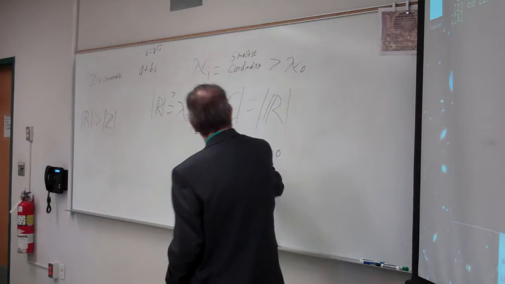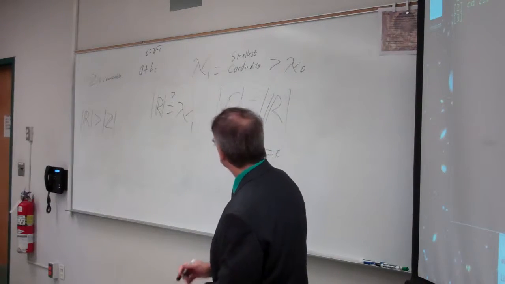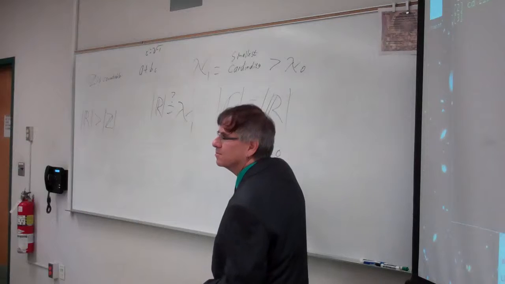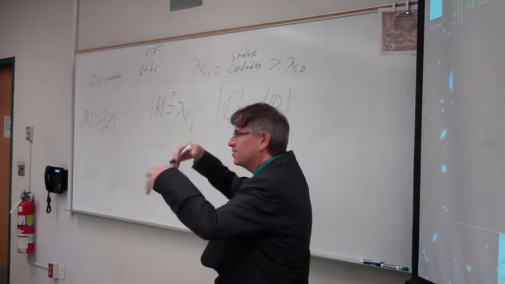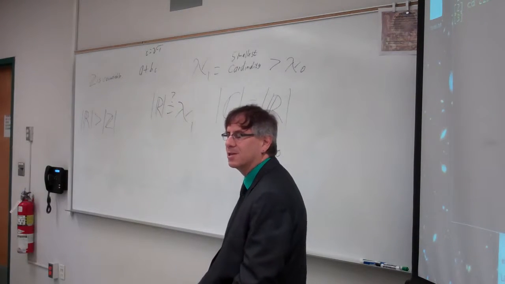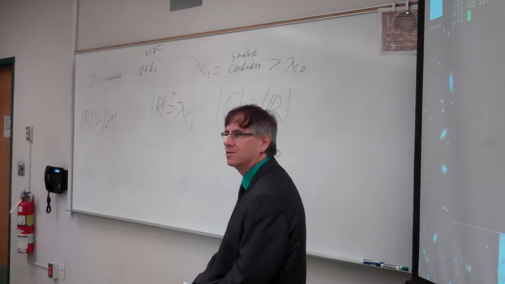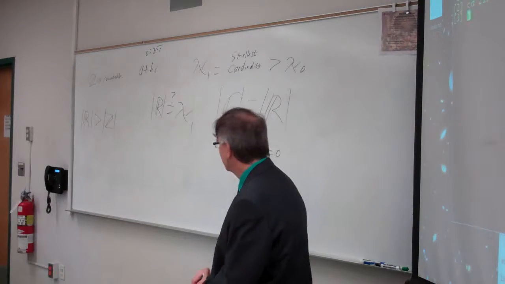Because the coefficients are real, but there's no solution for this in real numbers. Your solution is plus or minus i. But if you move to complex numbers, you've got everything closed. Any polynomial with complex coefficients, all the solutions are complex numbers.